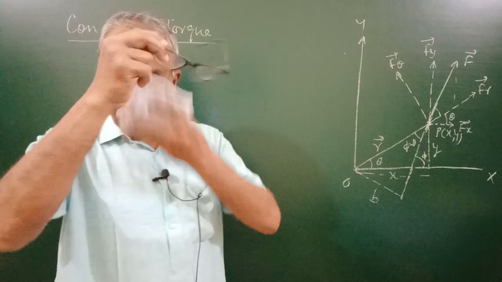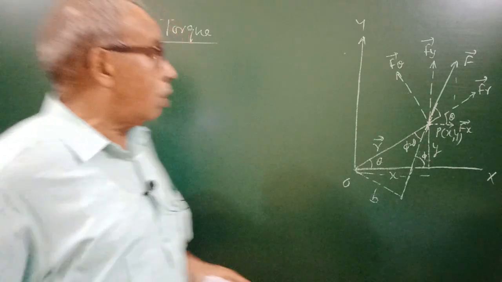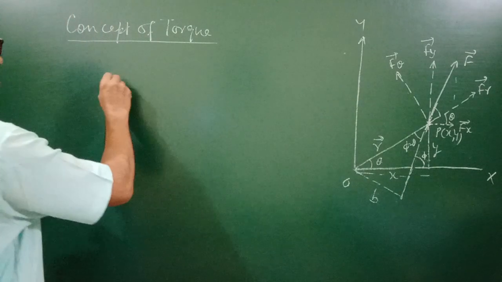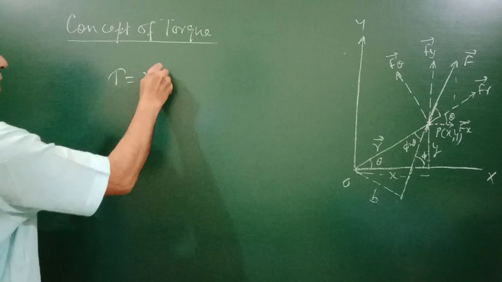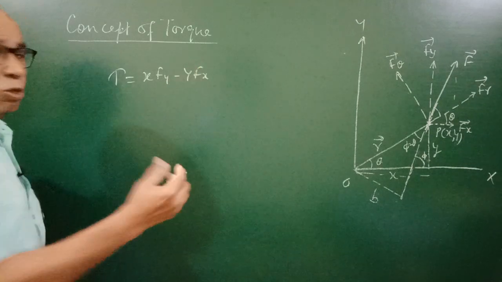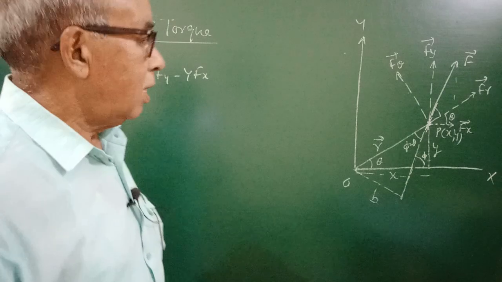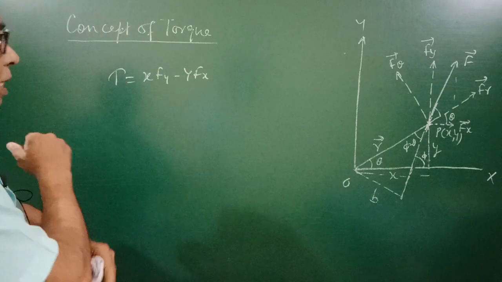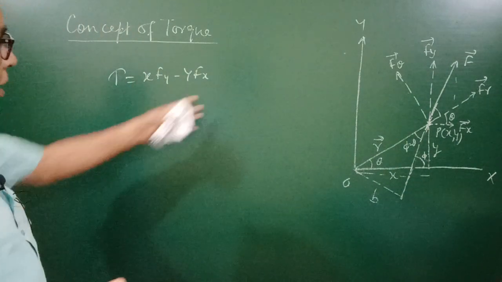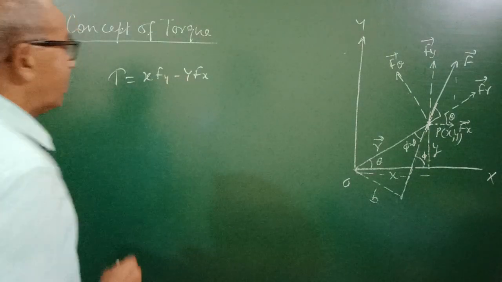Yes, dear students, here we are discussing the concept of torque. In the last video, I was able to derive tau equal to x Fy minus y Fx. Actually, due to space problem, the recording stopped and something was left. So today I will start again. Tau equal to x Fy minus y Fx.